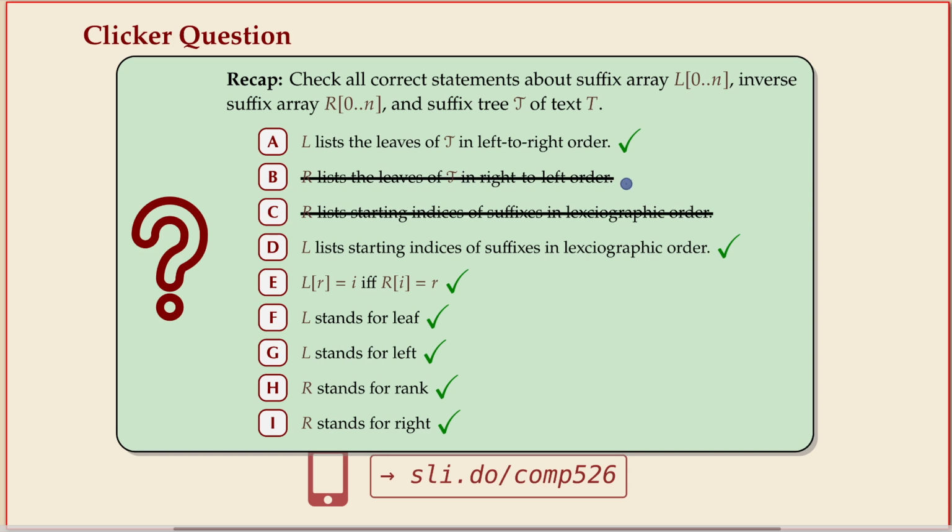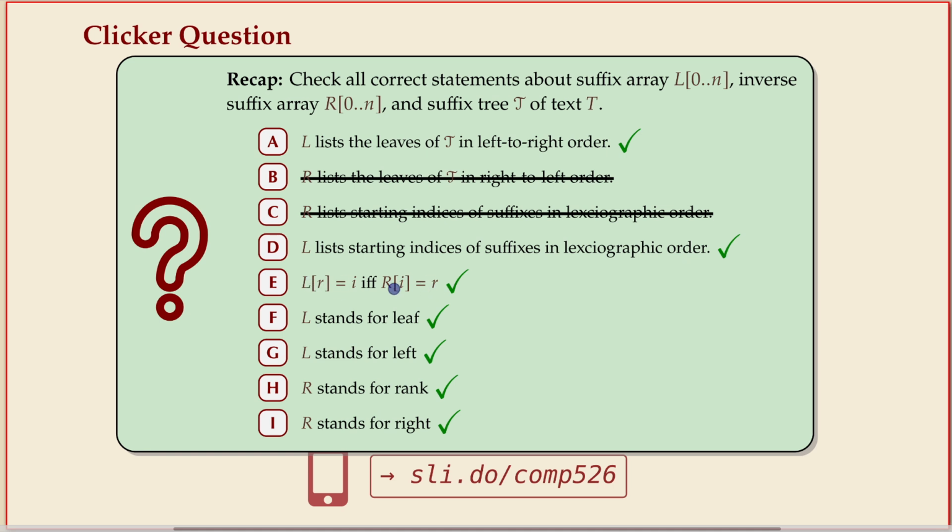It sounds like left and right, so be careful, but that would mean R is the mirror image of L, right? If you would swap everything around. That might also be useful. It turns out not to be useful here, so R is just something else. R lists the starting indices of suffixes in lexicographic order. That's the other way around. That's what L does, as you see below.